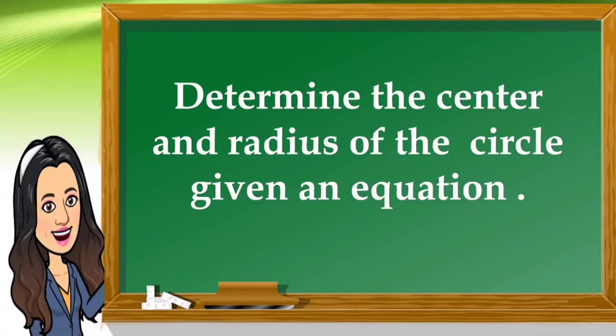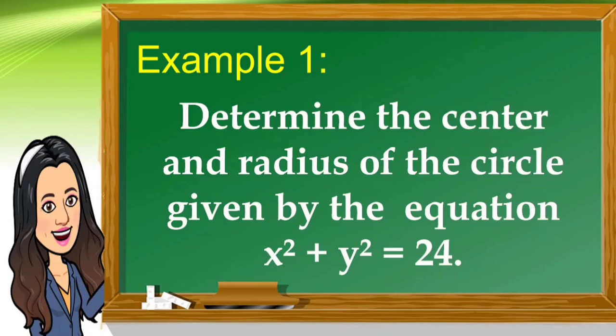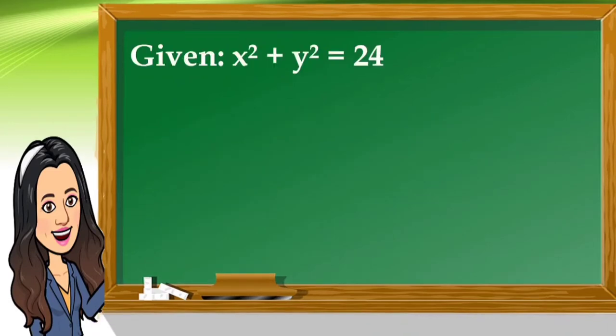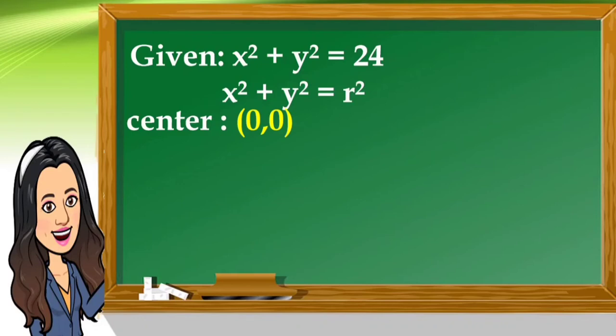Let us reverse the process. This time we will determine the center and radius of the circle given an equation. Example: determine the center and radius of the circle given by the equation x squared plus y squared is equal to 24. So the given equation is x squared plus y squared is equal to 24. Recall that the standard form of an equation of the circle where the center is at the origin is in the form of x squared plus y squared is equal to r squared. So meaning to say, the center is at point 0, 0 in this equation, but how about its radius?